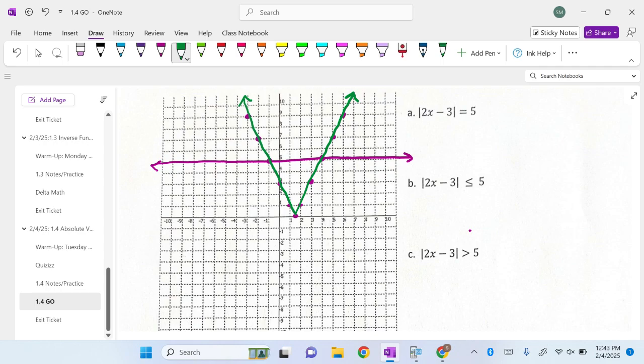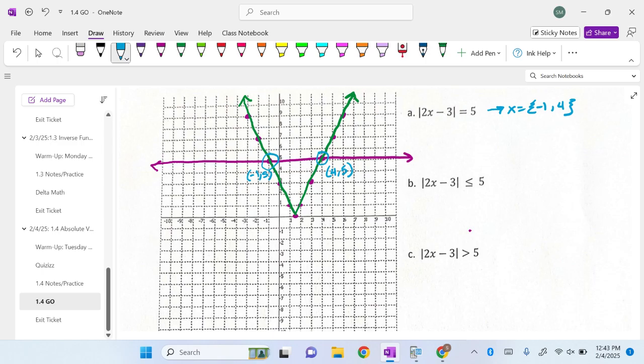So where are my points of intersection once you graph that? What points? So negative 1, 5, and what's the other one? And 4, 5. So what do you think the answer to my equation would be for the absolute value of 2x minus 3 equal to 5? Landon. Right. We're assuming that this would be x is equal to the set of negative 1 and 4.